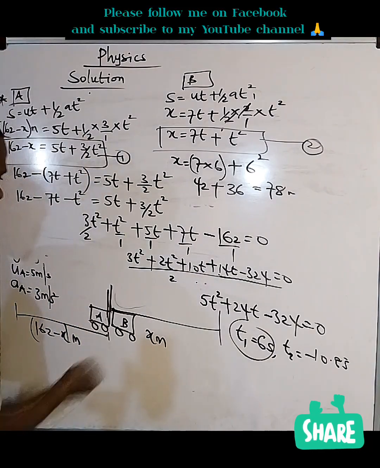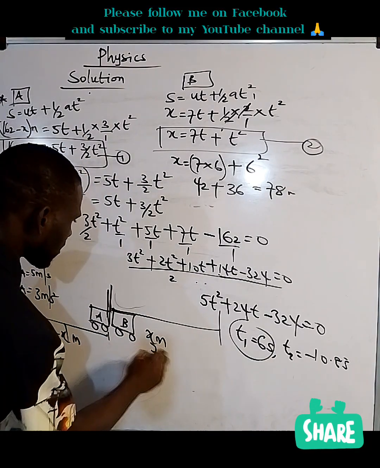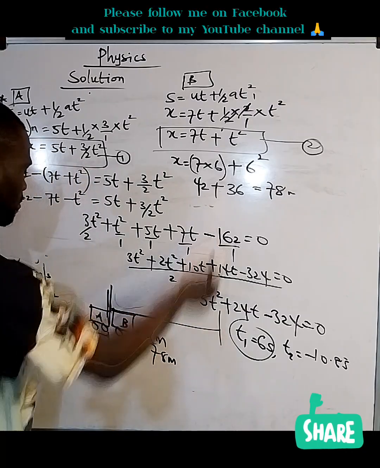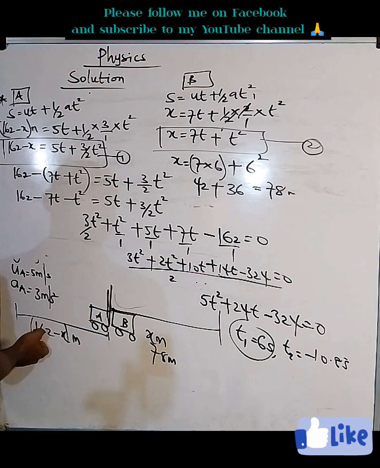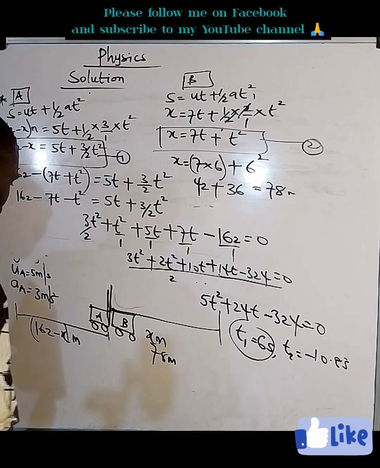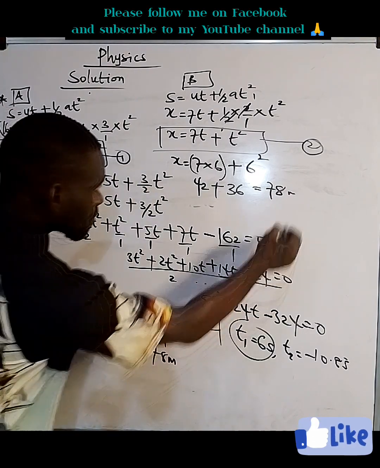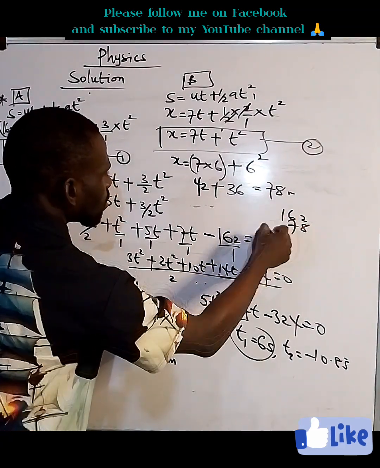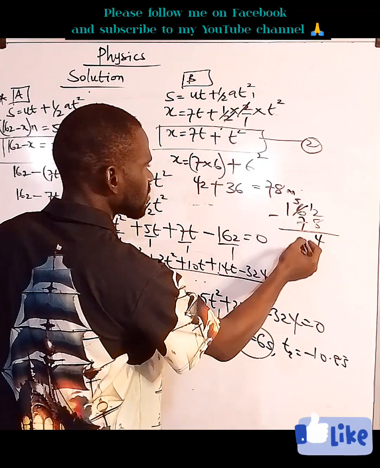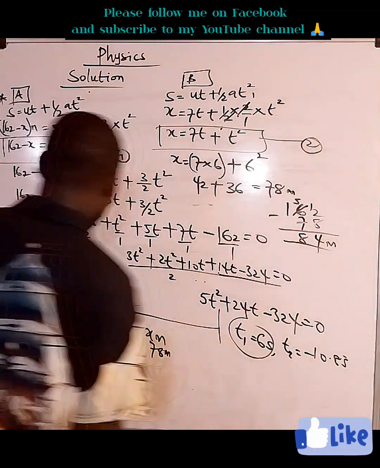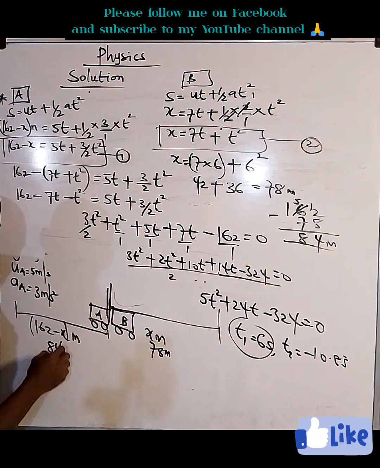So what it means is that this car was 78 meters away from checkpoint B. So if it's 78 meters away from checkpoint B, then the car that moved in from checkpoint A will be 162 minus 78. 162 minus 78 will give us what? 2 minus 8 is not possible. We'll borrow from here. We have 5. 12 minus 8 is 4. 15 minus 7 is 8. So that's 84 meters.